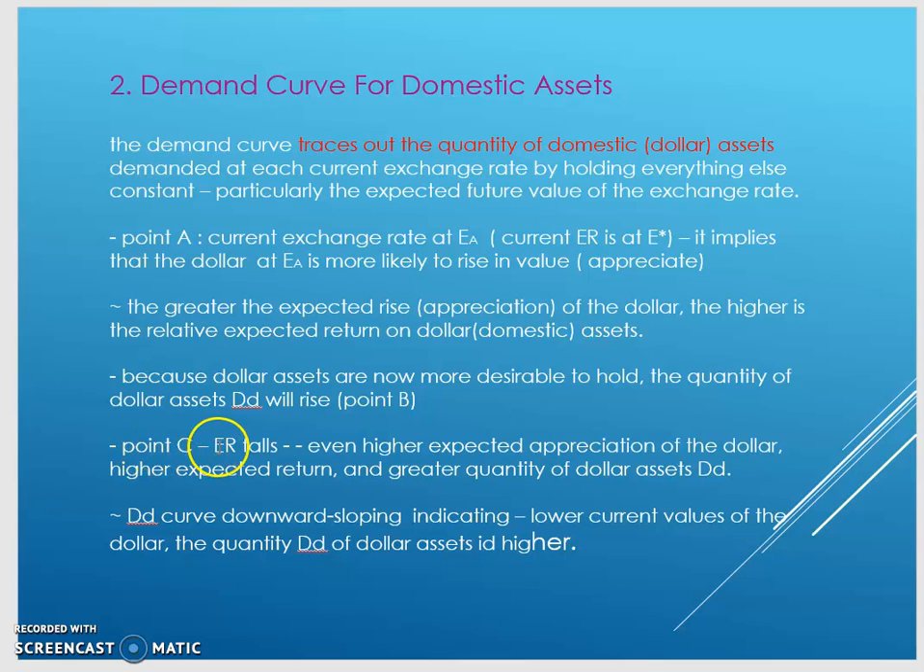At point C, the exchange rate falls even further, with even higher expected appreciation of the dollar, higher expected returns, and a greater quantity of dollar assets demanded. The demand curve is downward sloping, indicating that at a lower current value of the dollar, the quantity demanded of dollar assets is higher.